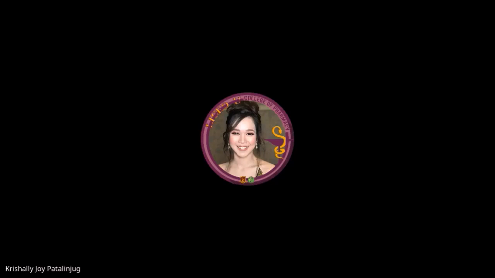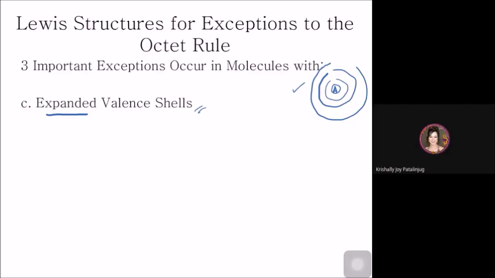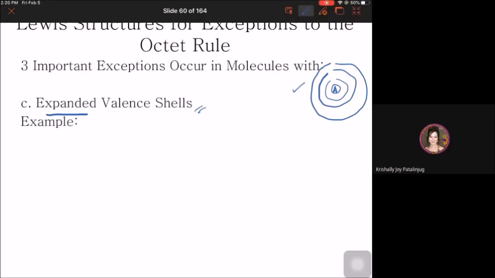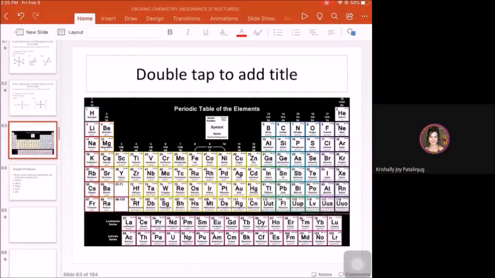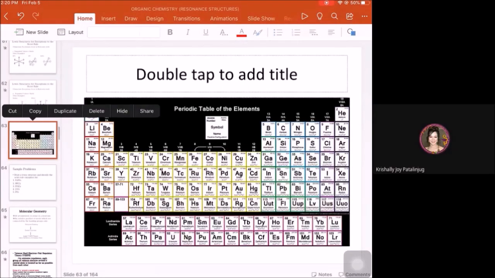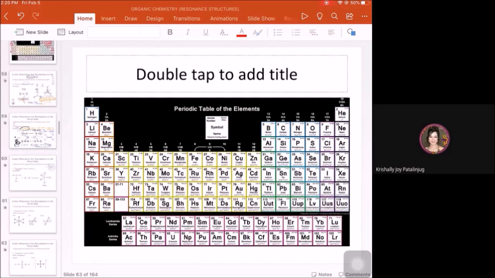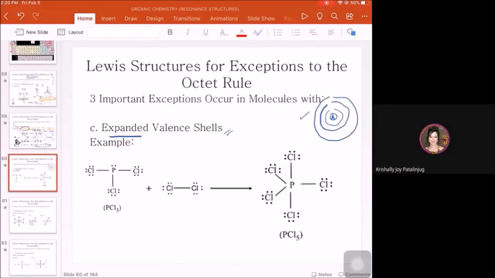Particularly, ang mga expanded valence shell, this occurs among non-metals. Non-metals nga makikita sa period 3 ng periodic table. Okay, tingnan natin yung periodic table.